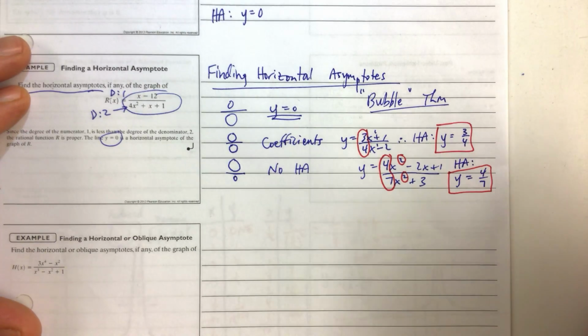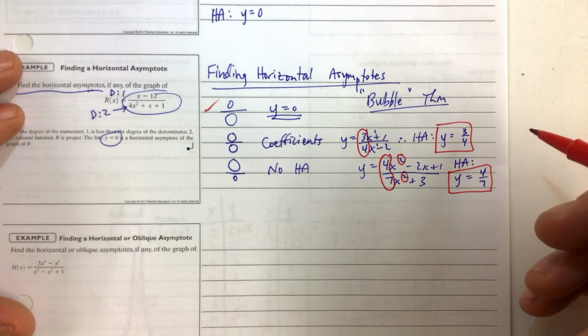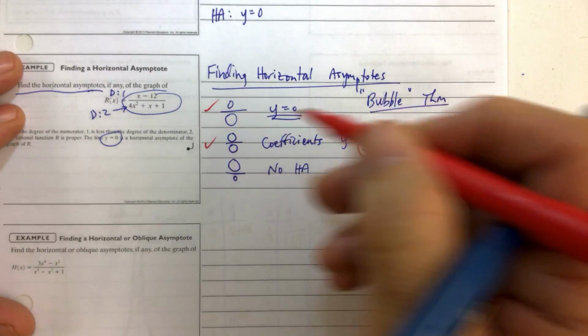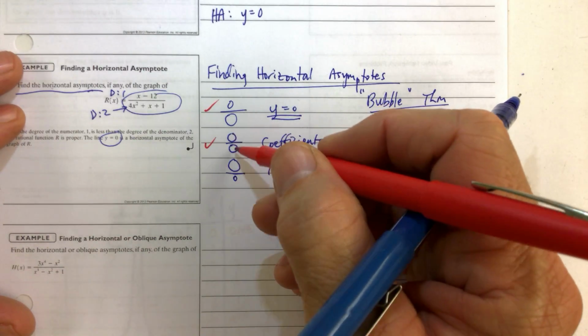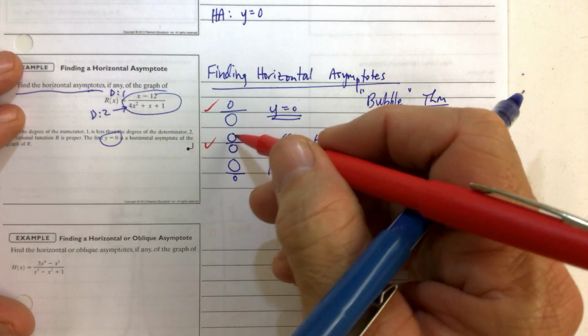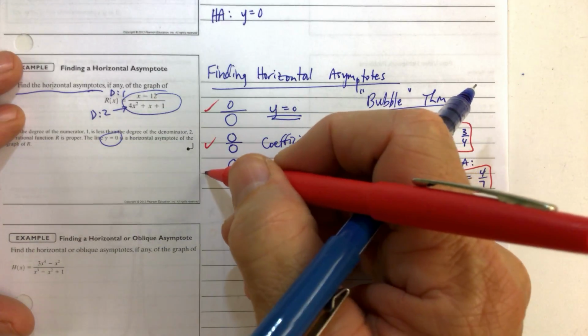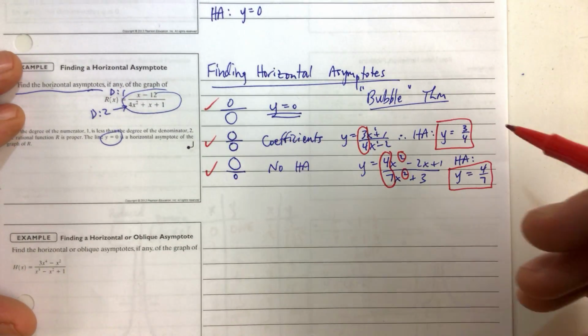So it's that simple. It's easy to find the horizontal asymptotes if the rational function is proper. Easy to find the horizontal asymptotes when the degrees are the same. With the same size bubble, the degrees are the same, then you just peel off the coefficients. And it's also easy to see if the numerator has a greater degree than the denominator, there are no horizontal asymptotes.